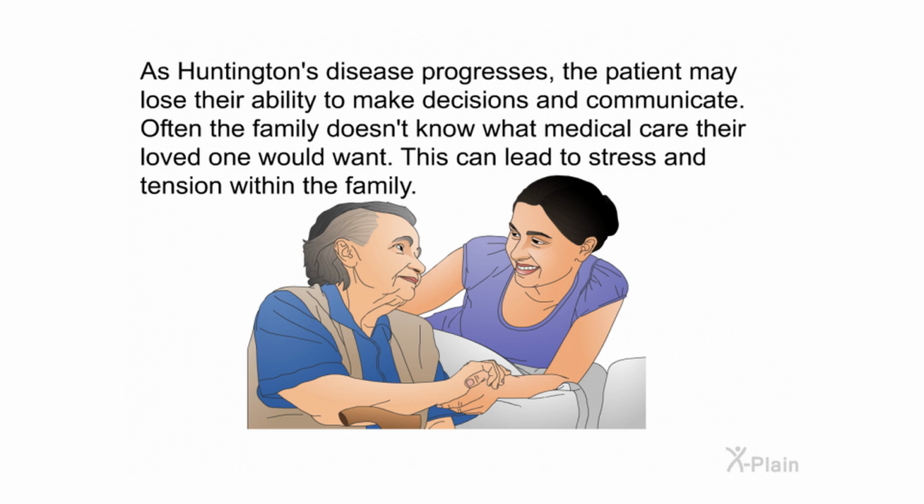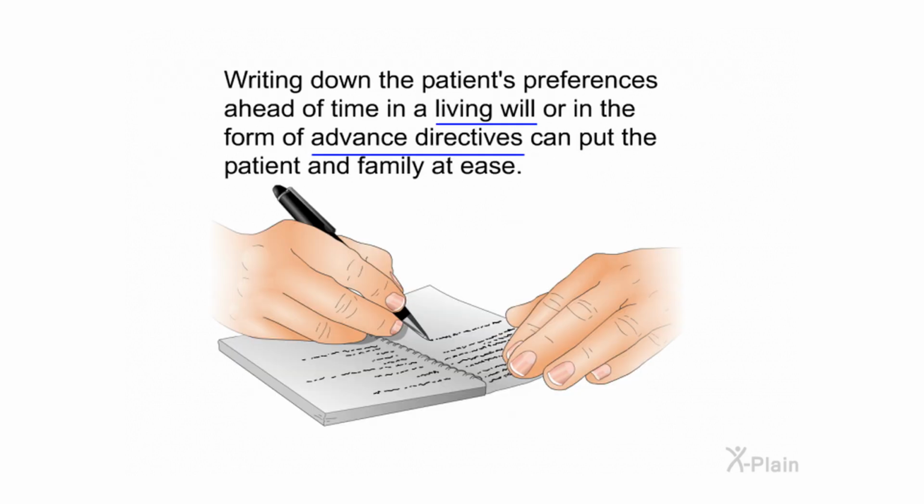As Huntington's disease progresses, the patient may lose their ability to make decisions and communicate. Often, the family doesn't know what medical care their loved one would want. This can lead to stress and tension within the family. Writing down the patient's preferences ahead of time in a living will or in the form of advance directives can put the patient and family at ease.